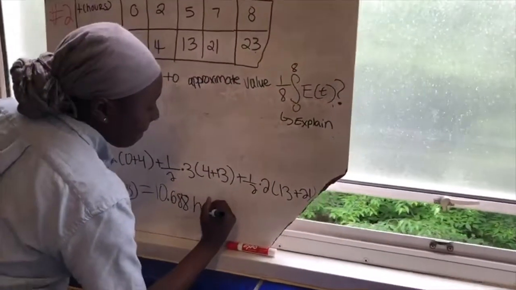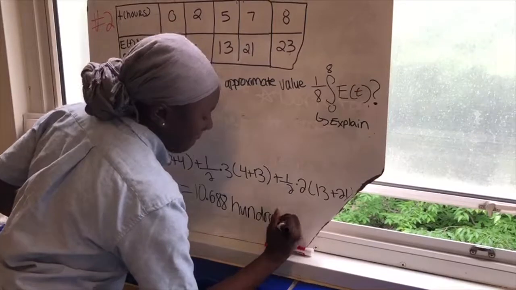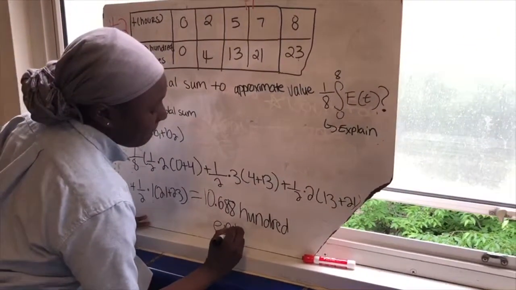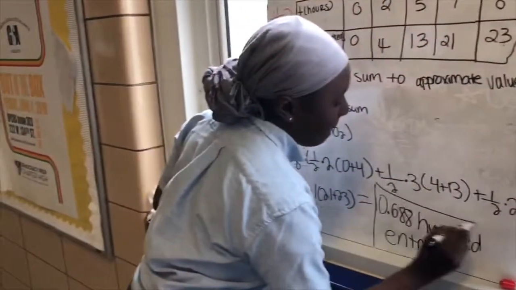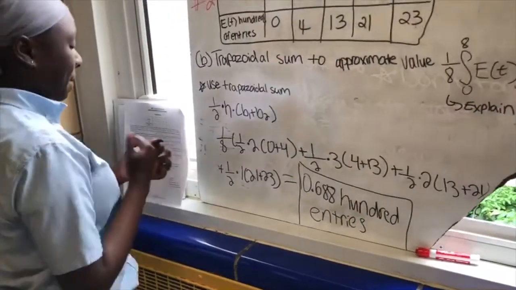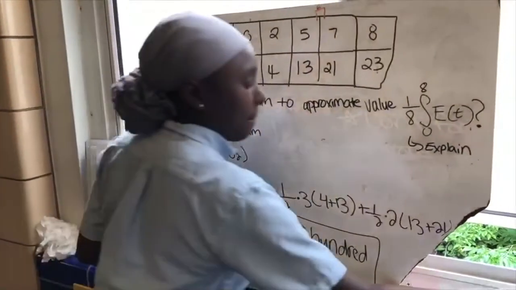10.688 entries. Don't forget to write 10.688 entries, because that's your units, and it asks for units in the question. So, excuse me while I box my answer.